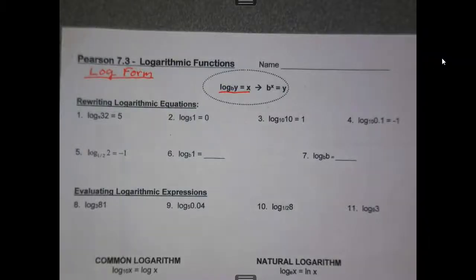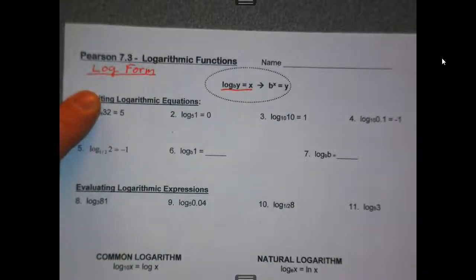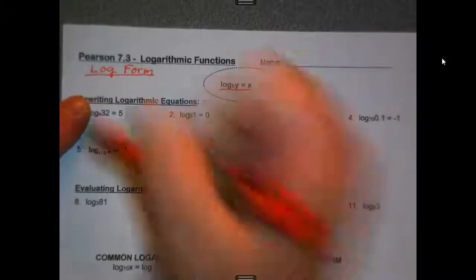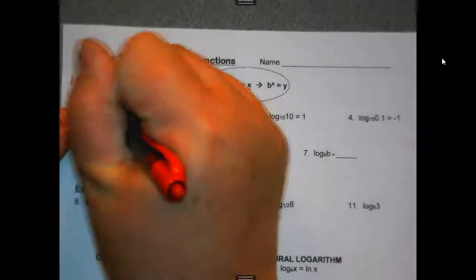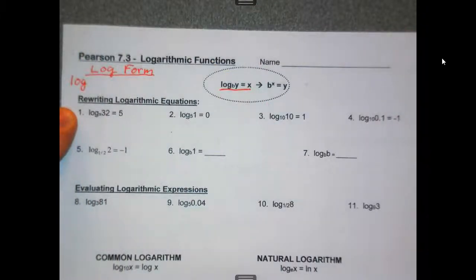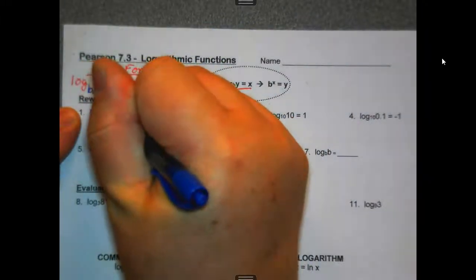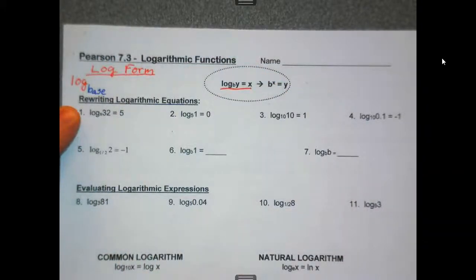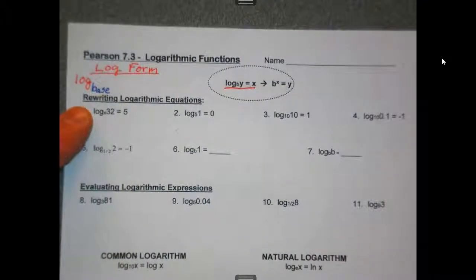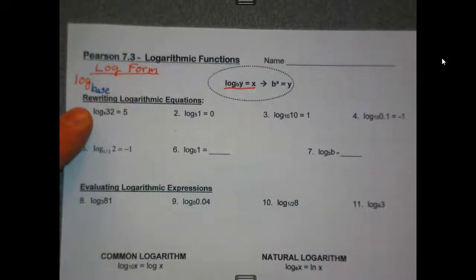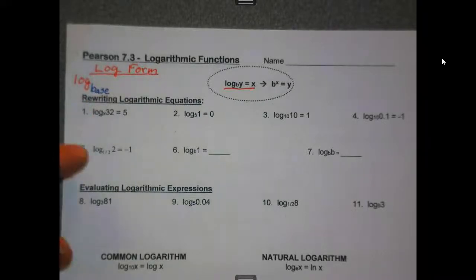Okay, log form. I have log base B. So I have log, and my little subscript B is the base. We call that the base, hence the letter B. Now, notice that it's a subscript. If you do not put bases as a subscript, it's going to come out wrong.